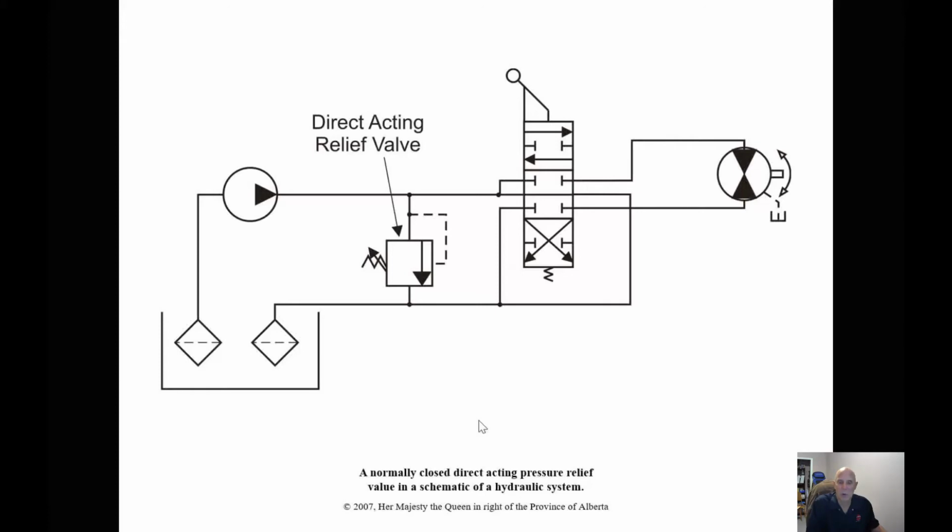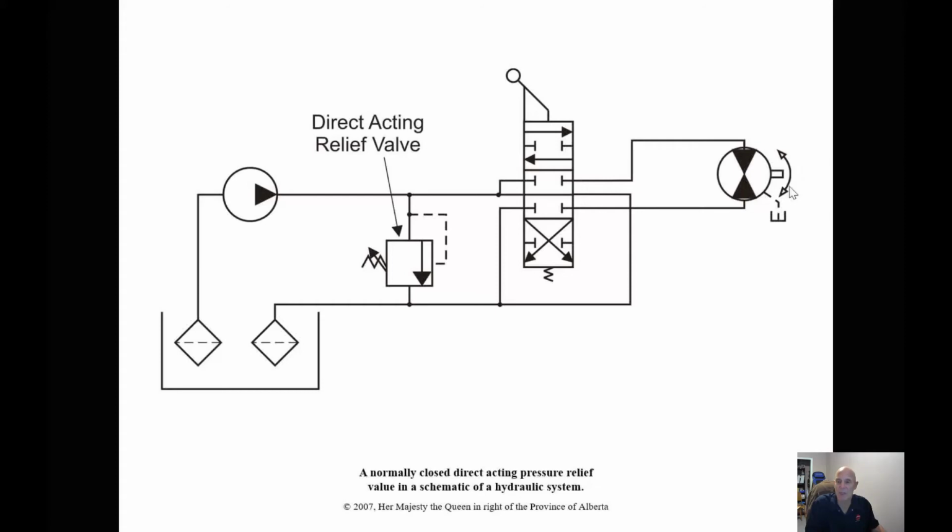So we talked about normally open and normally closed. A system like this is a normally open system. Going back to our schematic, we have a positive displacement pump, open center system returns to the tank. We also have a motor here that's reversible. We have our control valve, 3-position, so we can have this motor go in one direction or the other direction.